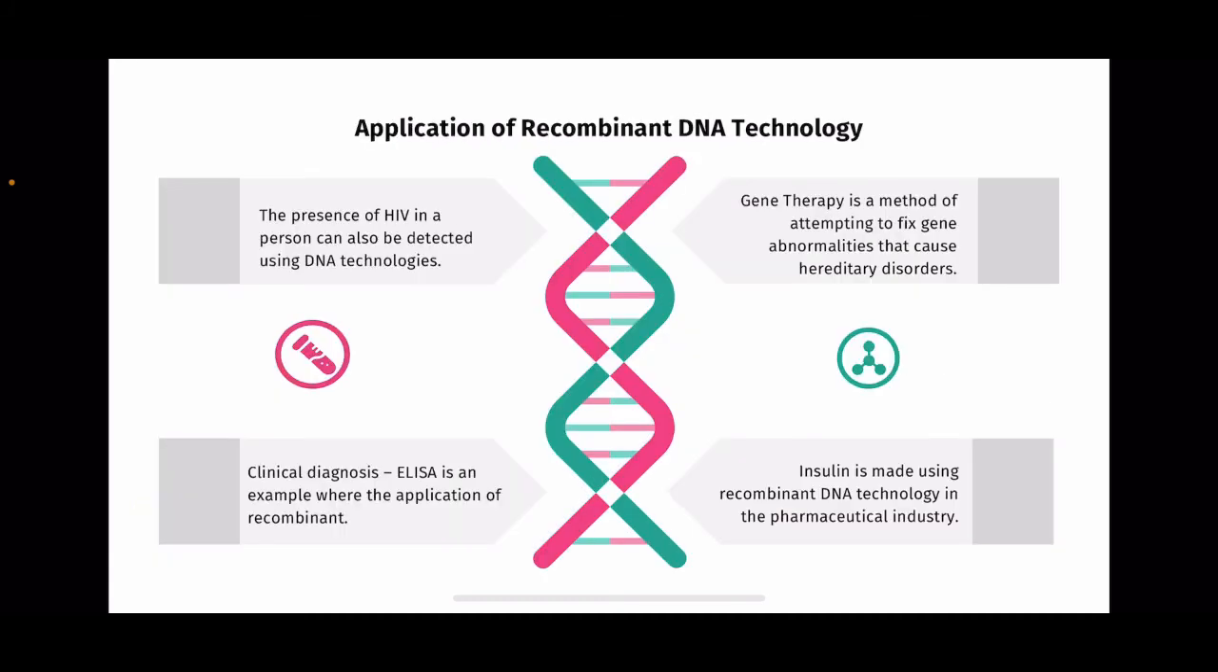Now the application of recombinant DNA technology. The first one is that DNA technology is also used to detect the presence of HIV in a person. Also, gene therapy, it is used as an attempt to correct the gene defects which give rise to hereditary disease. The third one is the clinical diagnosis, where ELISA is an example of the application of recombinant DNA technology. And the last one is the field of medicines. Recombinant DNA technology is used for the production of insulin.